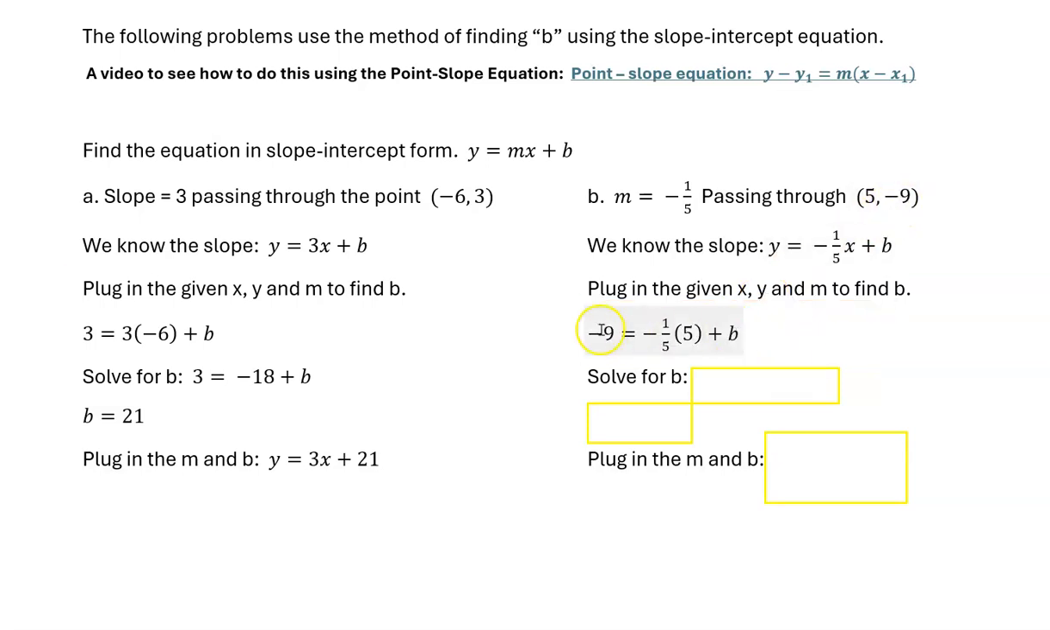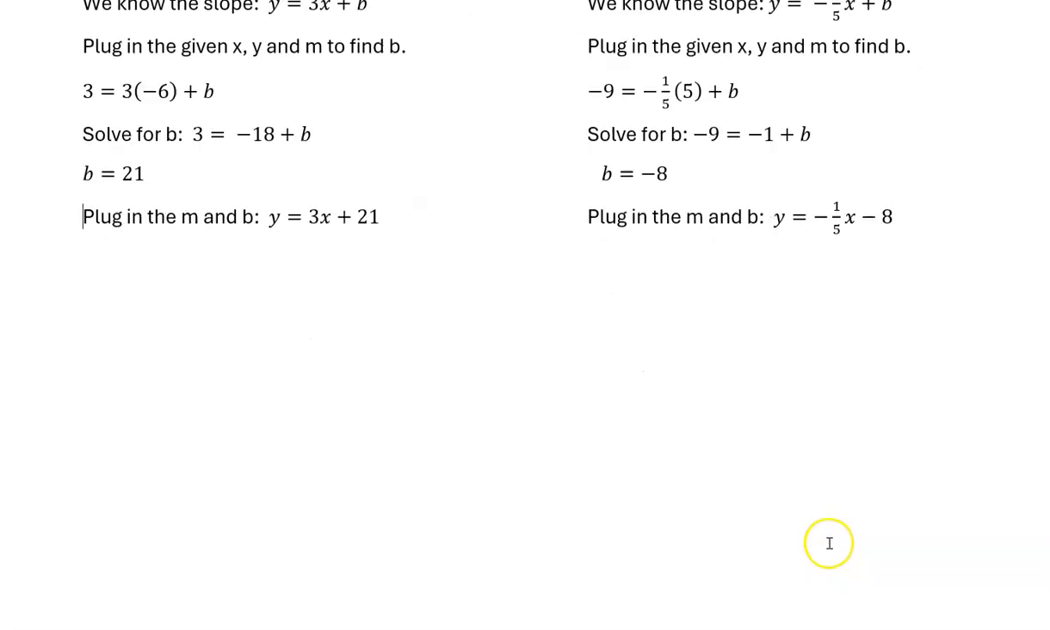So plugging into that equation looks like -9, because the y is over here by itself, -9 equals -1/5 times 5 plus b. And -1/5 times 5 is -1. So when I simplify that, I get -9 equals -1 plus b. Then I would add 1 to both sides, giving me a b of -8. And I would plug in the slope I was given, which is -1/5, and the b that I found, which is -8. It would look like y equals -1/5 x minus 8.